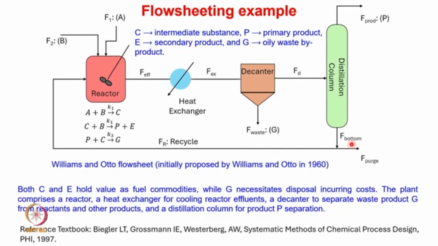Okay. So both C and E hold a value as fuel commodities, whereas G requires disposal, and therefore there is a cost incurred. The plant comprises a reactor, a heat exchanger cooling the reactor effluents, a decanter to separate the waste product G from the reactants and other products, and a distillation column for product P separation. Okay.